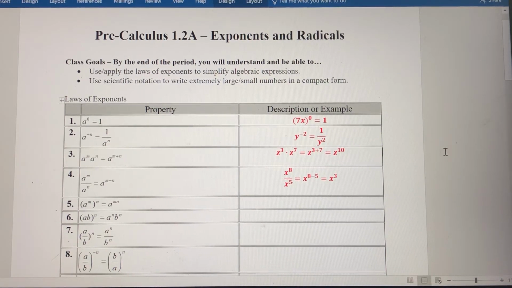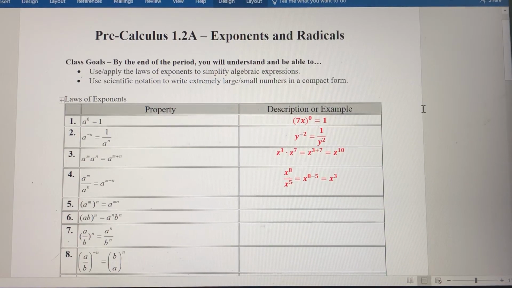Another way to think about that, where are there more x's? There's more x's in the numerator. What's the difference? Well, the difference is 3. So that's why my answer is x cubed, and that x is in the numerator. If I were to reverse this, x to the 5th over x to the 8th, then it would be 1 over x cubed.